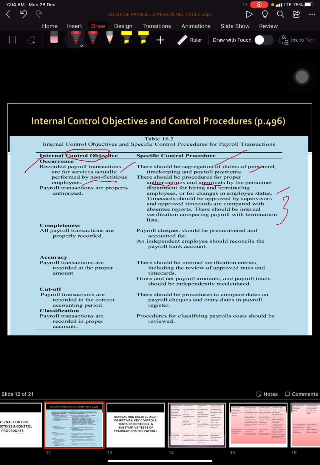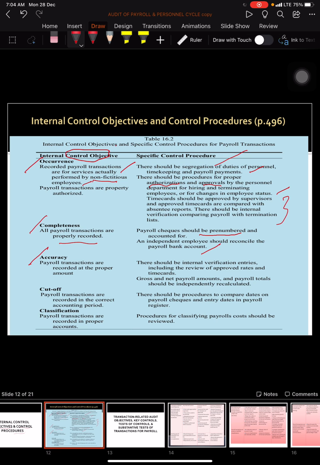All right, completeness shows that all payroll transactions are properly recorded, with no omission and so on. So payroll checks should be pre-numbered, so they should have a numbering system. And then independent employees should reconcile the payroll bank account. It means they check the individual transaction, that the amount supposed to be for the employee is actually the amount credited from the bank.